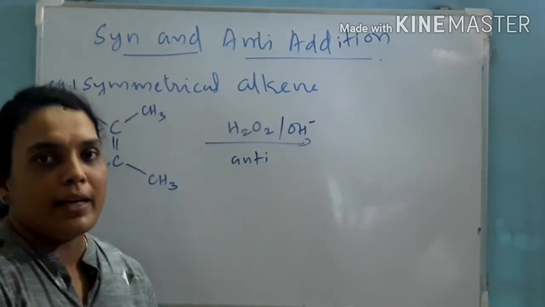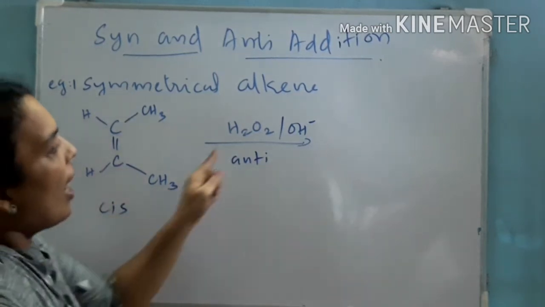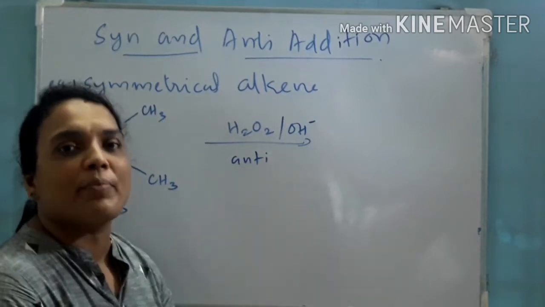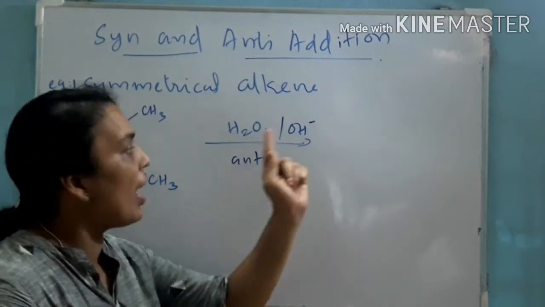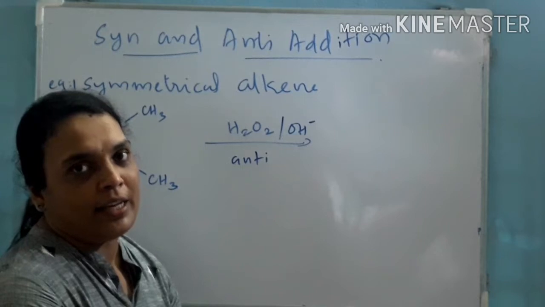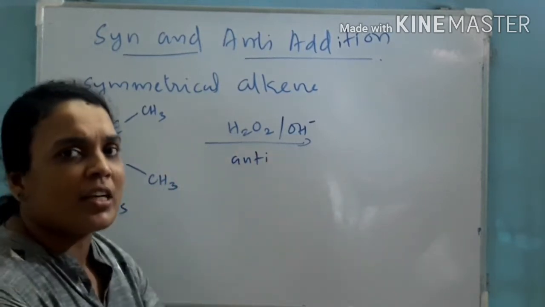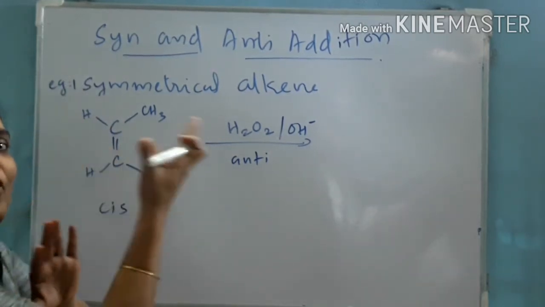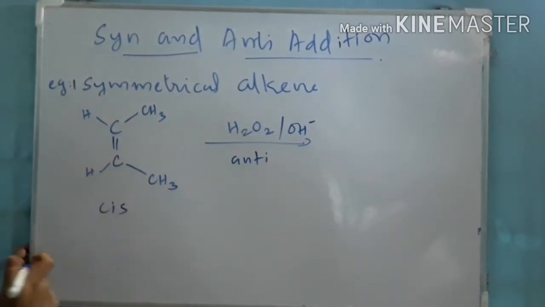Okay. Let us see another example. A cis isomer, with hydrogen peroxide in the presence of OH minus, that is hydroxylation in the presence of peroxide, undergoes anti-addition. That we have to remember. Hydroxylation in the presence of peroxide undergoes anti-addition. In the case of anti-addition, the trick we have to use is to convert the cis isomer into a trans isomer.